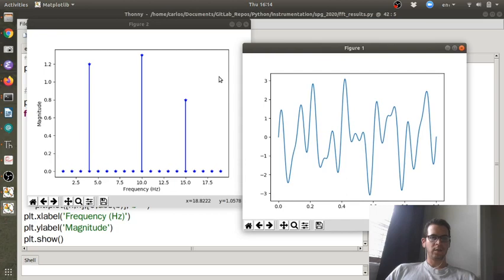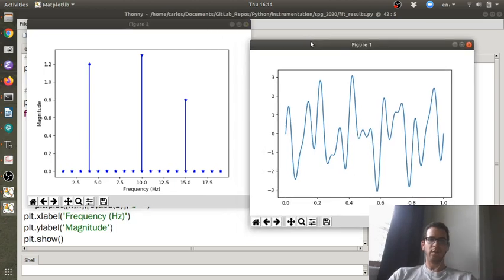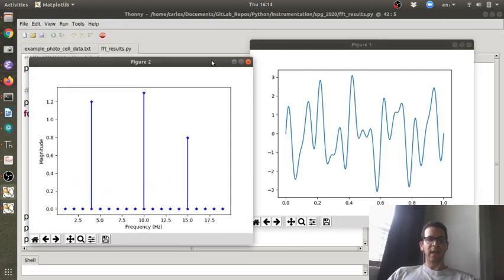And there you go. So this waveform here in the right part of your screen has three fundamental frequencies in it. It's got a frequency of 4 with a magnitude of 1.2, a frequency of 10 with a magnitude of 1.3, and a frequency of 15 with a magnitude of 0.8. Now, if you think about this graph here on the left, I could easily do this graph by hand.